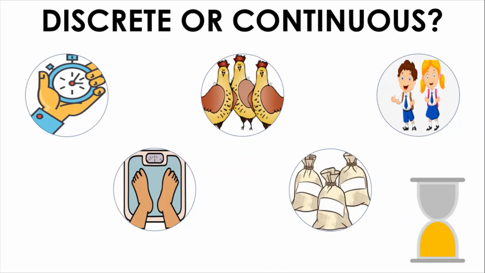The first picture shows time, which is not countable, meaning this is continuous. The second one shows chickens, which is countable, and it is discrete. Third shows students, which is also discrete. Fourth shows the weight of a person, which is not countable, and it's continuous. And lastly, the sacks of flour that is discrete.